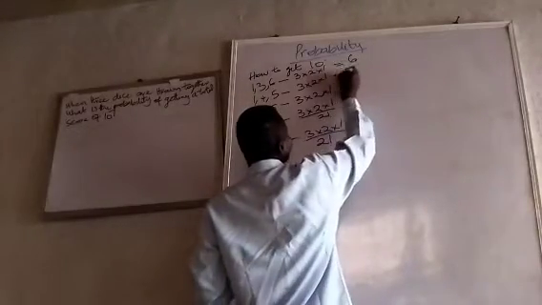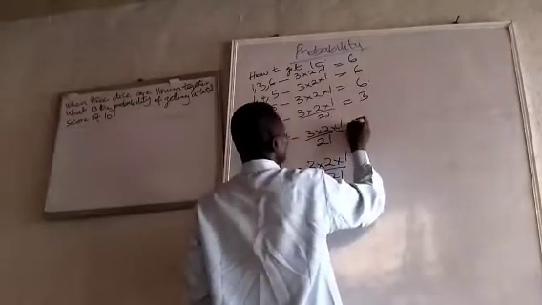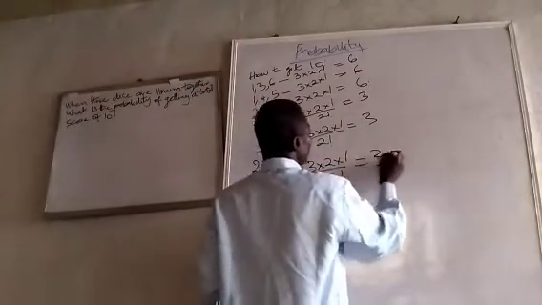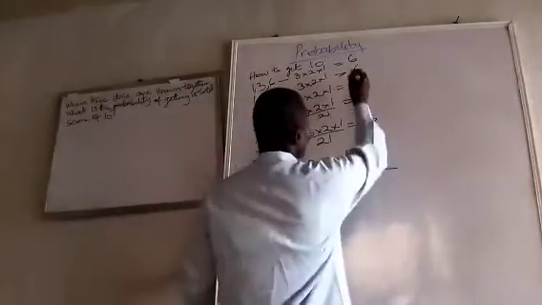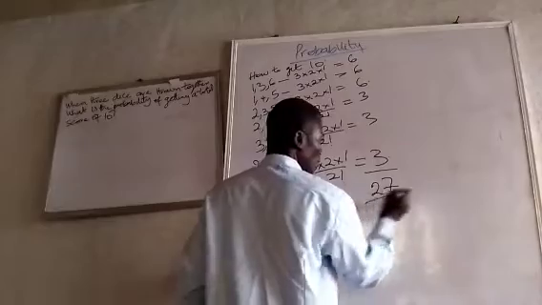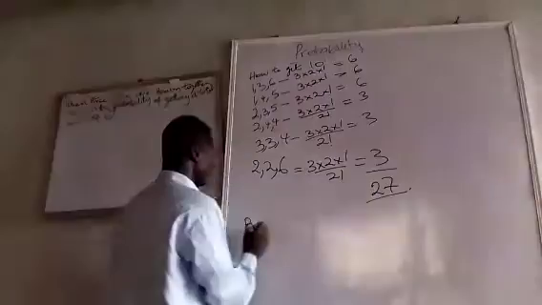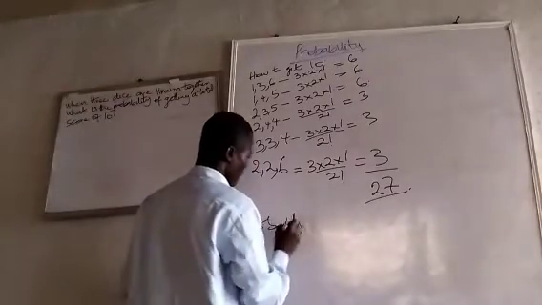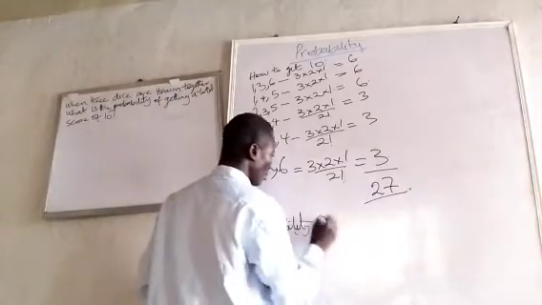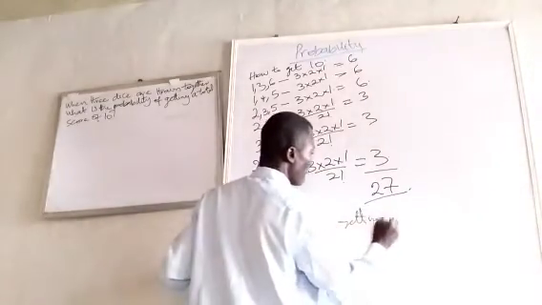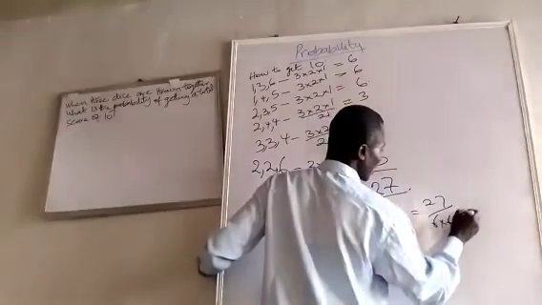So let's see, how many is this one going to give me? This is going to give me a total arrangement of 27 if you use permutation and combination. So at the end of the day, the probability of getting 10 is equal to 27 over 6 times 6 times 6.